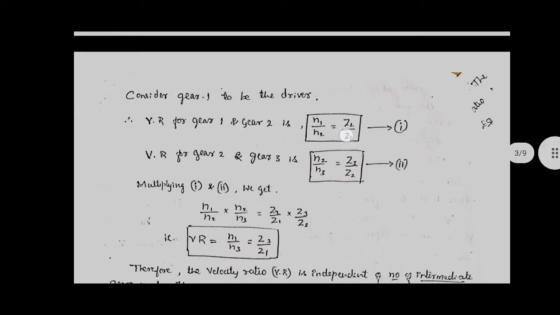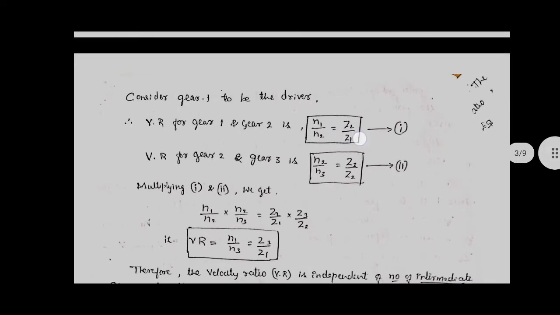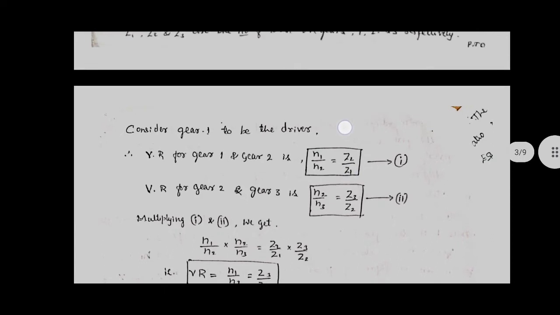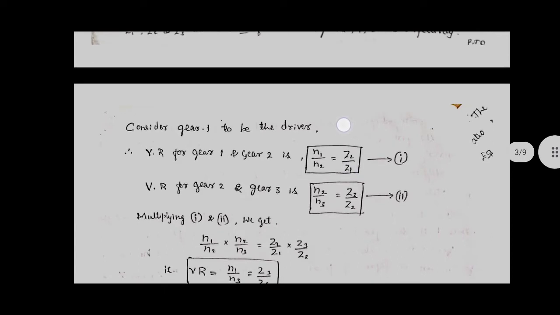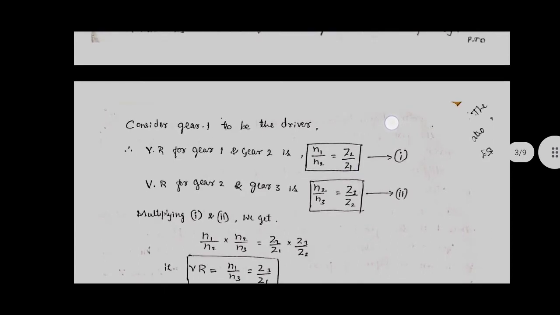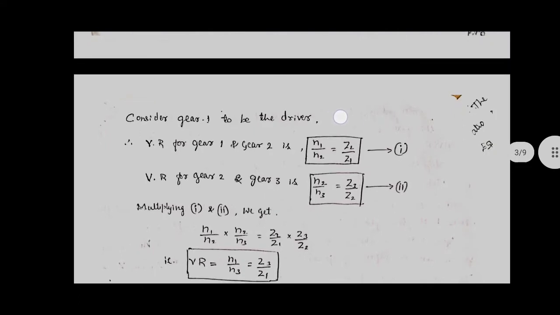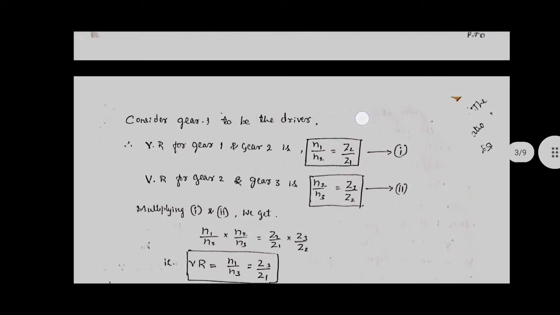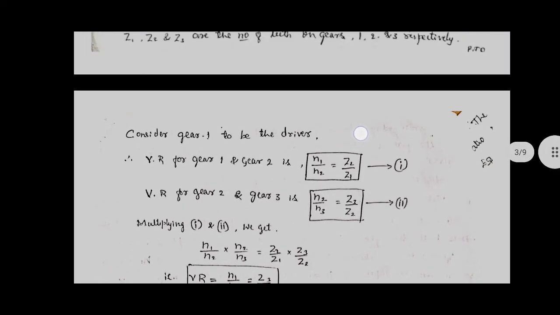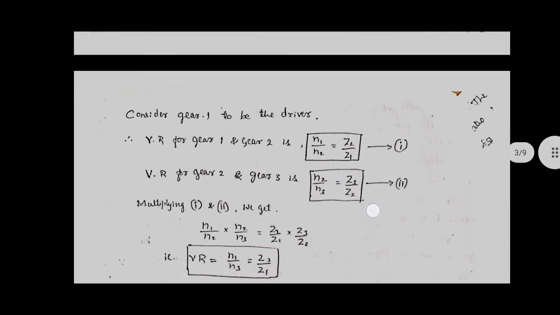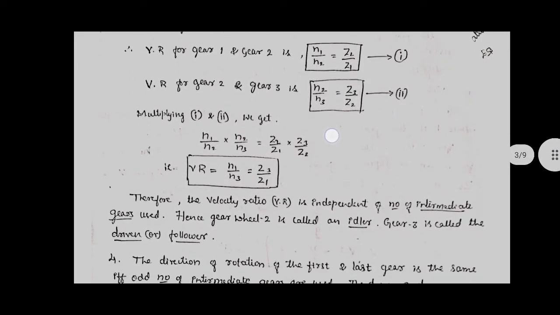How did this equation come? N1 by N2 equal to Z2 by Z1 comes from an initial equation, N1 Z1 equal to N2 Z2. So N1 Z1 is equal to N2 Z2. Here we take the ratio as N1 by N2 equal to Z2 by Z1. Like that we get the two equations.